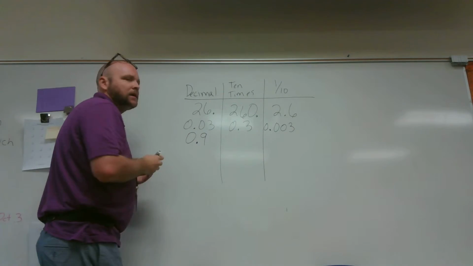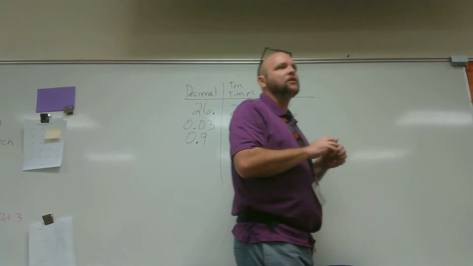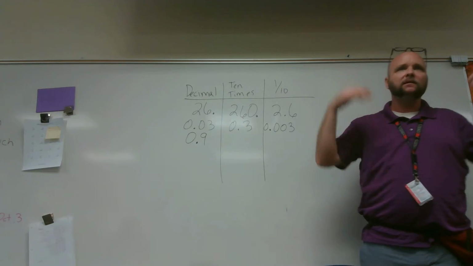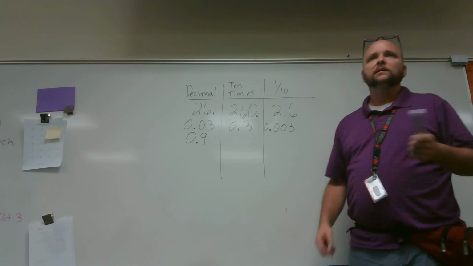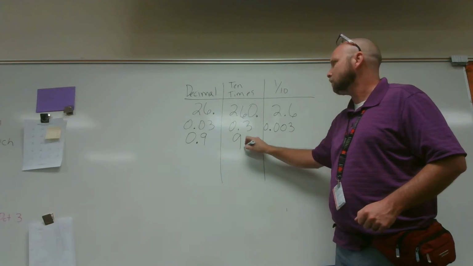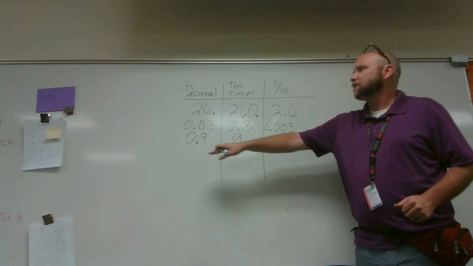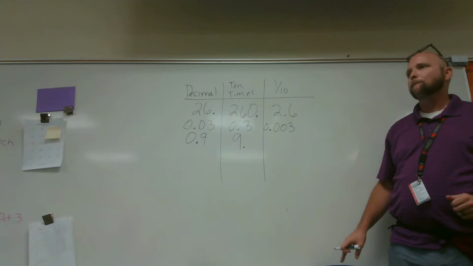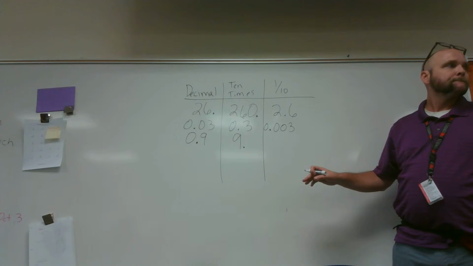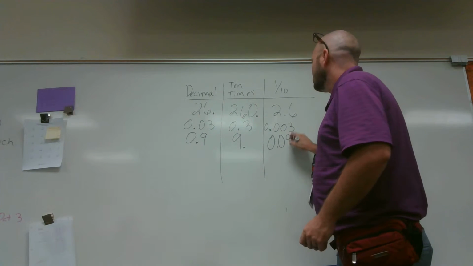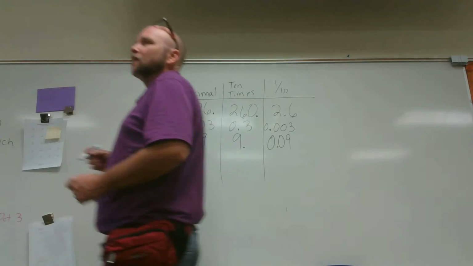9/10 is our decimal. What is 10 times 9/10? Anybody? 10 times is 9. Move my decimal point one place to the right. What is 1/10 of 9/10? 9/100ths. I move my decimal point one place to the left.